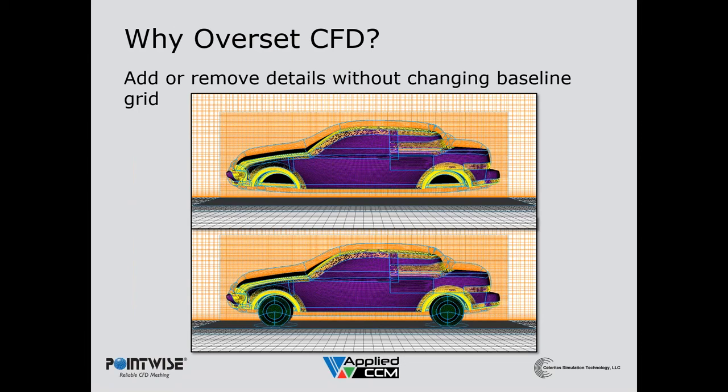Maybe it's a bit of an exaggerated example, but the idea is that when I remove the wheels, you can see that the body mesh on the car and the background meshes don't change. The addition or removal of the wheels is solely handled by the Overset grid assembly process for Suggar.